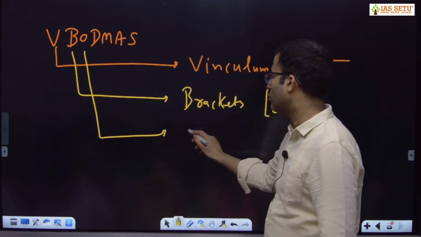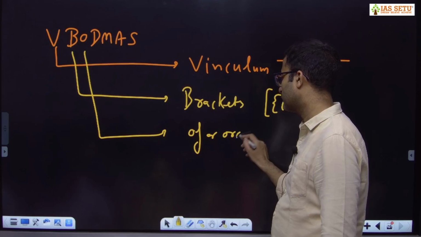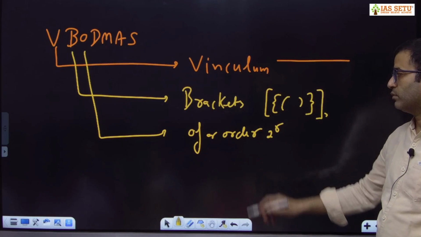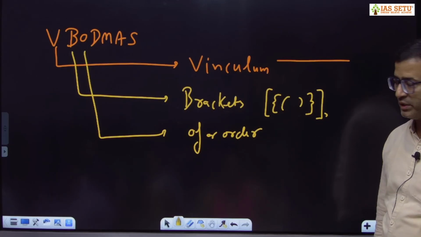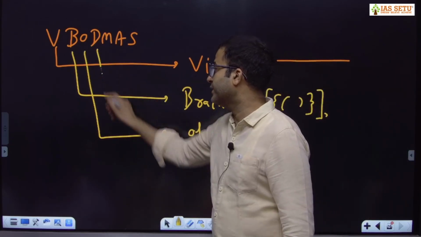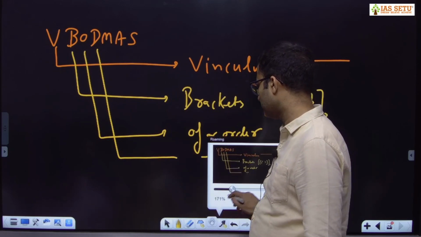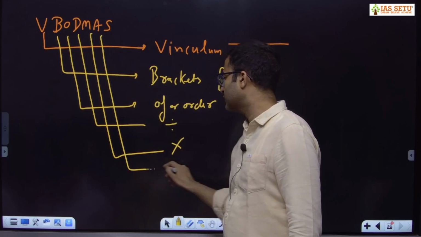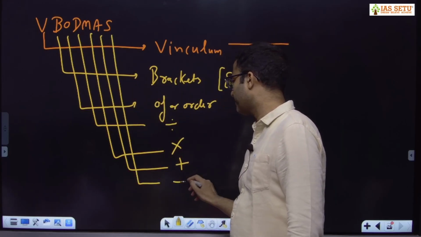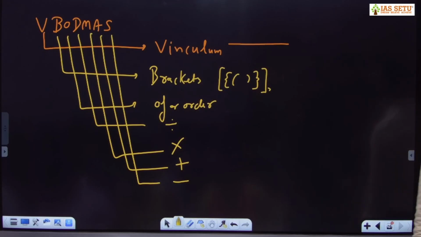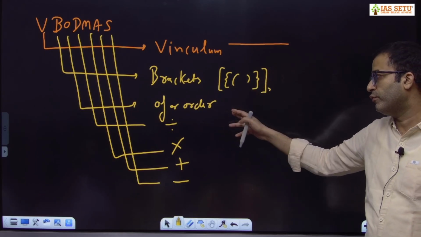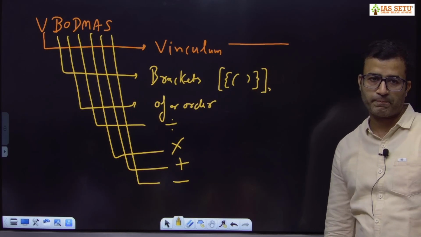O stands for of or order. Order means power, like 2 to the power 5. Either of will be written, or sometimes power is written. D stands for division. M for multiplication. A for addition. S for subtraction. Vinculum is like a bar bracket, then brackets: small, curly, square, O for order, division, multiplication, addition, subtraction.